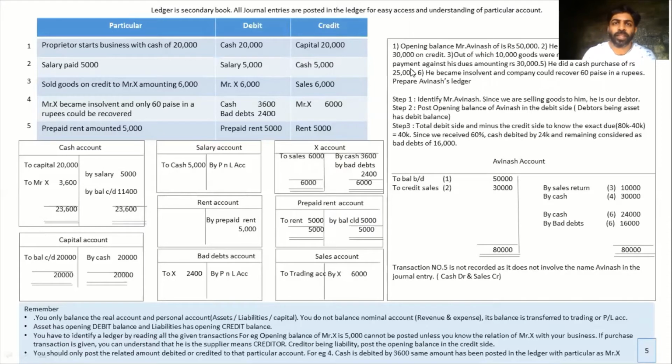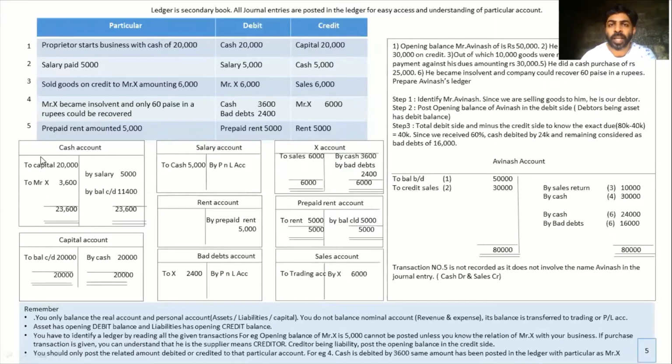In the cash ledger, I'm putting the marker here. If you see in the cash account, on the debit side, I have written to capital 20,000. So this is what I have to do. Since I have debited the cash, in the ledger of cash I have to put the figure 20,000 on the debit side, and this is the particular column where I have to describe to capital.